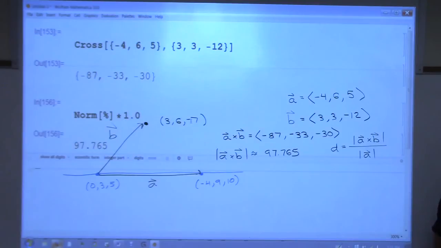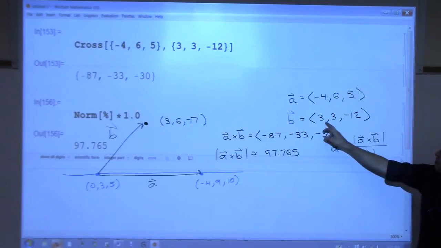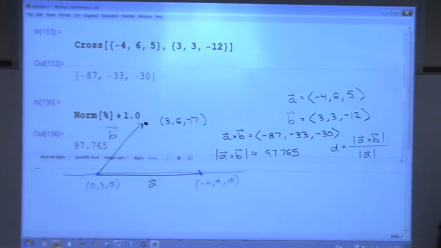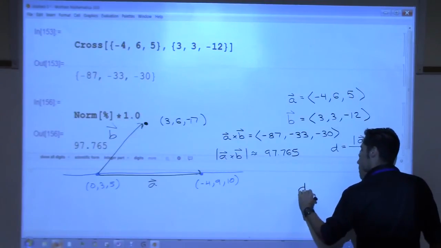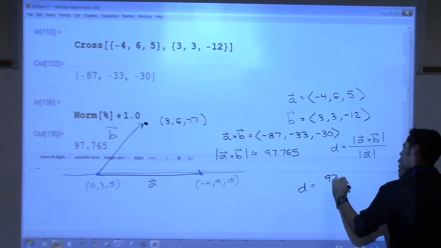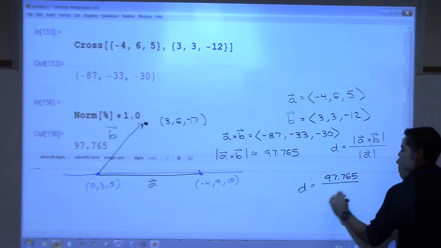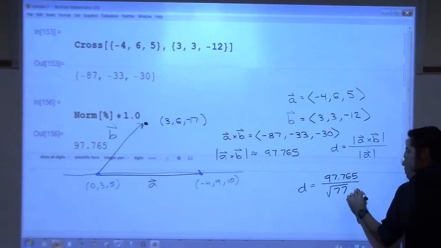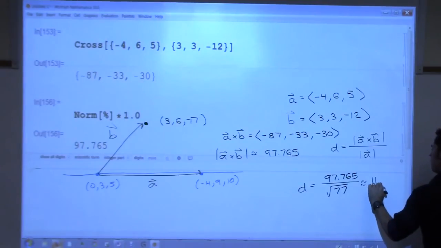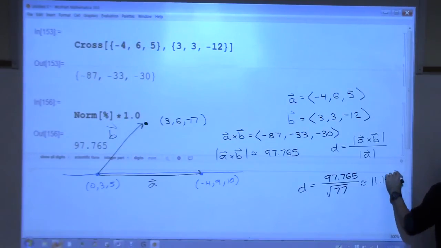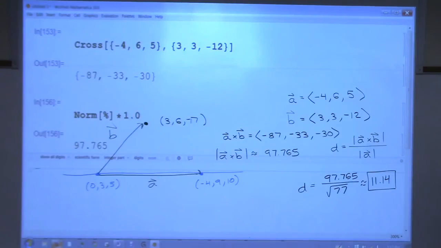That's the top. And then the magnitude of A. What's the magnitude of A? This square plus this square plus this squared, right? What is it? You were pointing at B. Oh, I was pointing at B. Sorry. This. Root 77. So go ahead and do that. 97.765 over root 77, which is approximately 11.14. There we go. Feet, miles, whatever the units are, it's not given in this problem.